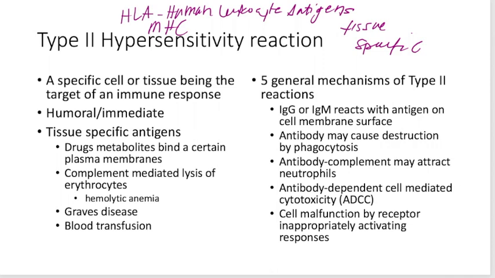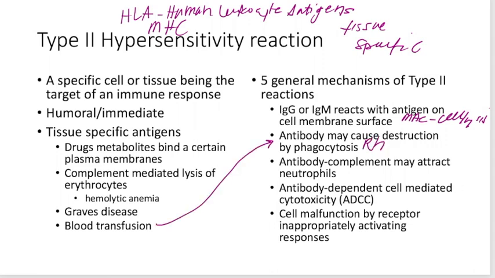We have 5 general mechanisms of type 2 reactions. The first one is IgG or IgM reacts with antigen on the cell membrane surface. Then we can get destruction of the cell through activation of the complement cascade through the classical pathway, and we ultimately end up with the MAC complex and we get cell lysis. The second is the antibody may cause cell destruction by phagocytosis. They bind receptors on the macrophage. The phagocytosis of the target cell follows.